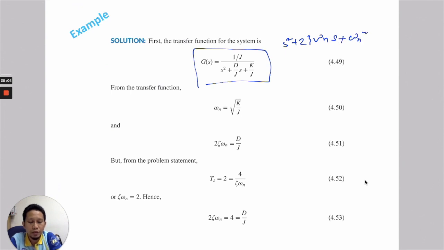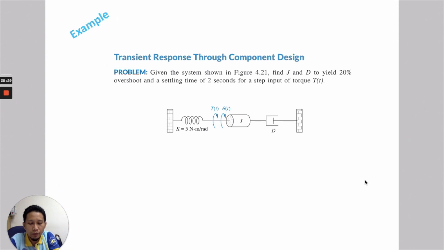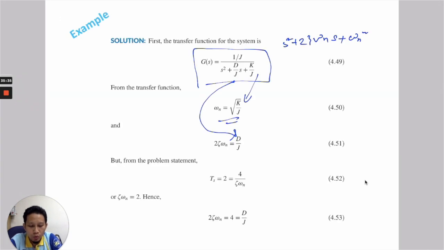So what we have is omega n equals the square root of K over J, and then 2 zeta omega n equals D over J, and we can find the value of zeta. From the question, we want a settling time of 2 seconds. We want Ts equals 2. So the specification is given.